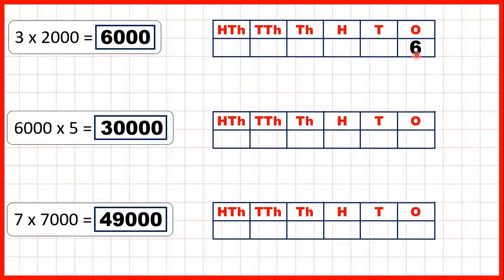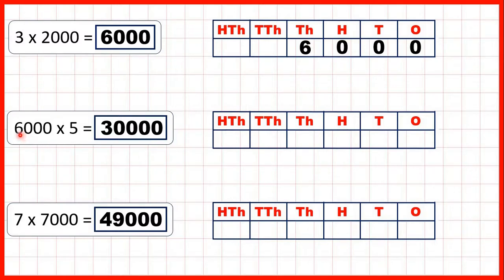And on a place value chart, to multiply by 1,000, we can move the digit 3 squares to the left, because multiplying by 1,000 is like multiplying by 10, and then by 10 again, and then by 10 for a third time. So now this 6 is in our thousands column, so we need to write zeros in our hundreds, tens and ones to make our place value clear.